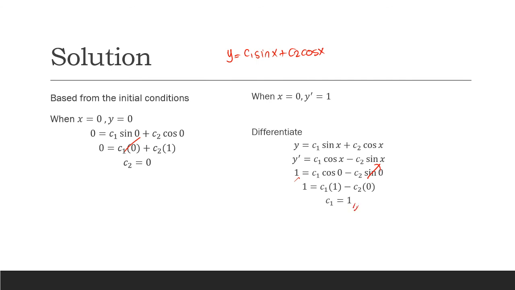We can now get the particular solution by substituting C1 and C2 to the general equation. So, we will have y is equal to sin x. This is our particular solution.